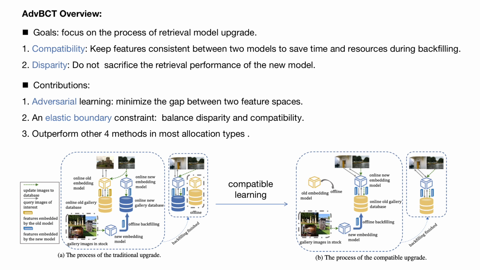To achieve those goals, we propose ADV-BCT. ADV-BCT utilizes adversarial learning to minimize the gap between two feature spaces and proposes an elastic boundary constraint. Our method outperforms the other four methods in most allocation types.